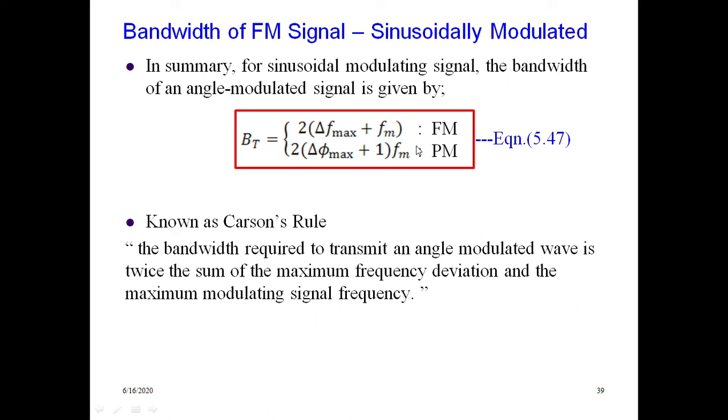It also depends on the frequency of the modulating signal. This is known as Carson's rule, where Carson said the bandwidth required to transmit an angle modulated wave, which is FM and PM, is equivalent to twice the sum of the maximum deviation and the modulating signal frequency. So 2 multiplied by this one plus this one.